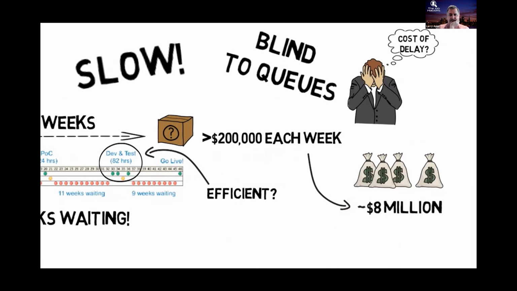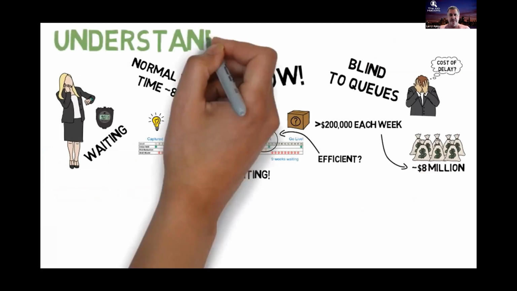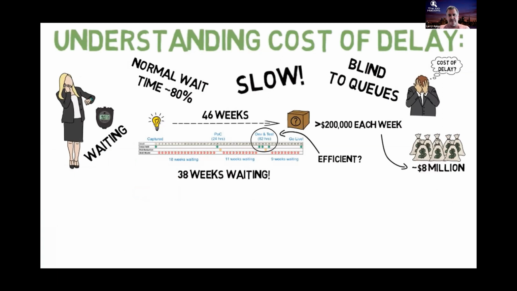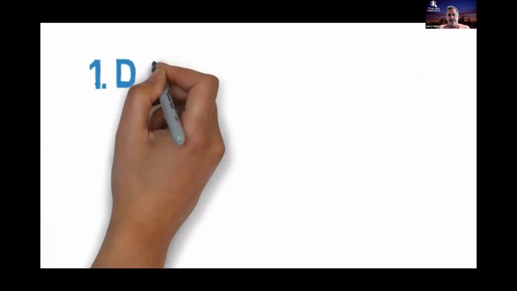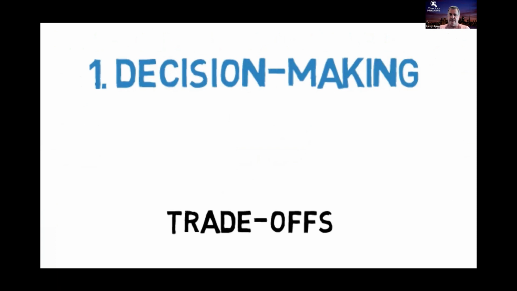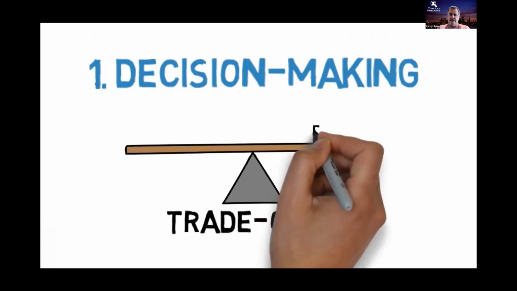If we are to make better decisions, we need to understand how the value of the things we are working on is leaking away over time. Knowing the cost of delay means we can put a price tag on all these queues and waiting. So, understanding the cost of delay helps us in 3 ways. Firstly, it helps us make better decisions by making the economic trade-offs visible. The value of speed over efficiency is easy to understand.